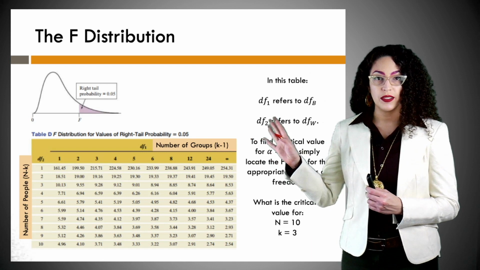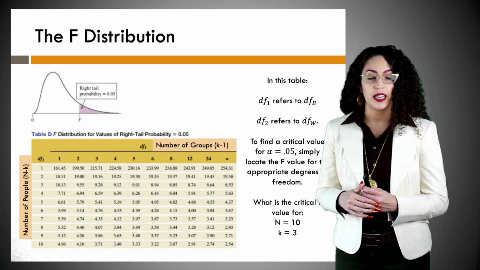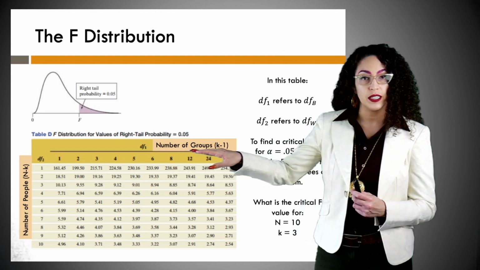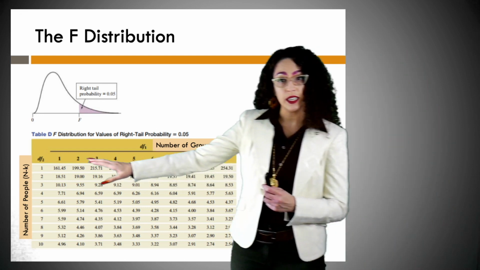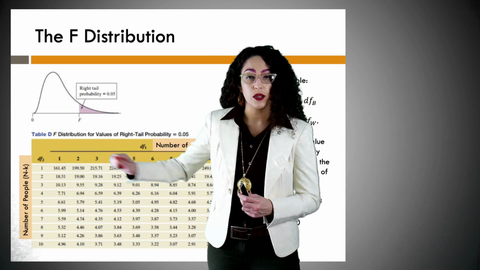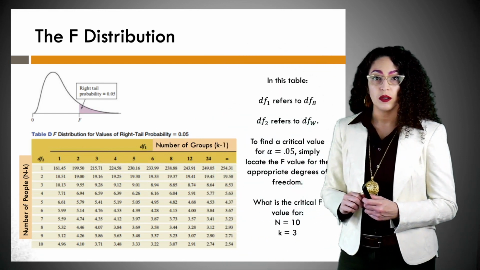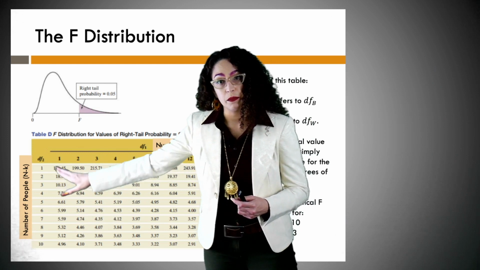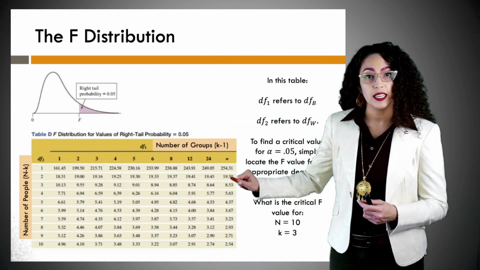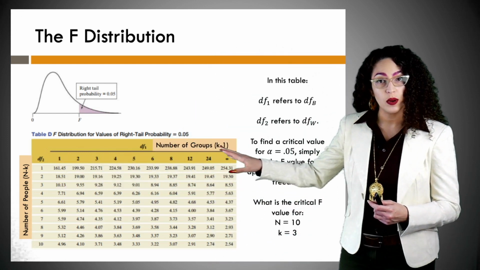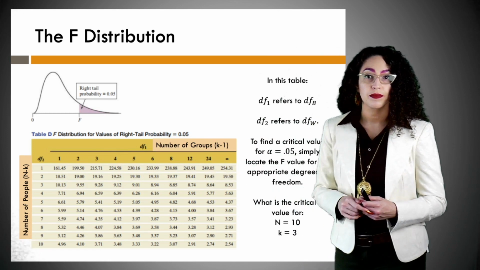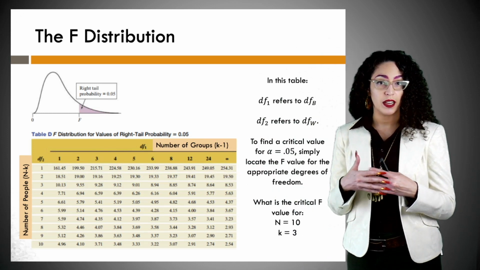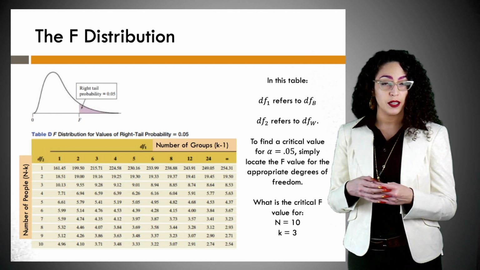Here is one of the many F tables that are out there for the F distribution. Up here we have degrees of freedom for the number of groups, and over here we have degrees of freedom for the number of people. So you will take into account your number of people, look them up over here with your big N minus K, and take into account the number of groups, K minus 1, up here. So what would the critical value be for an entire sample of n equals 10 and 3 groups?